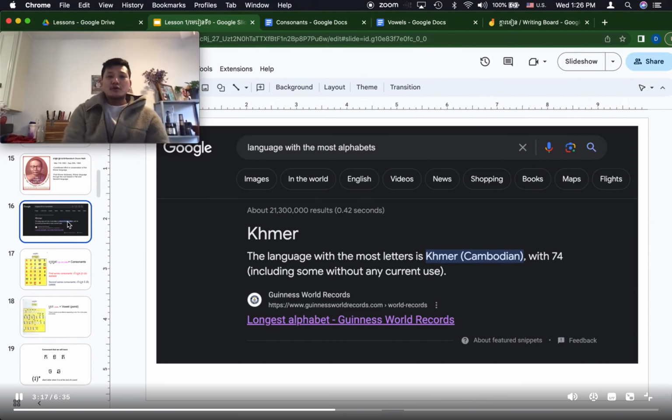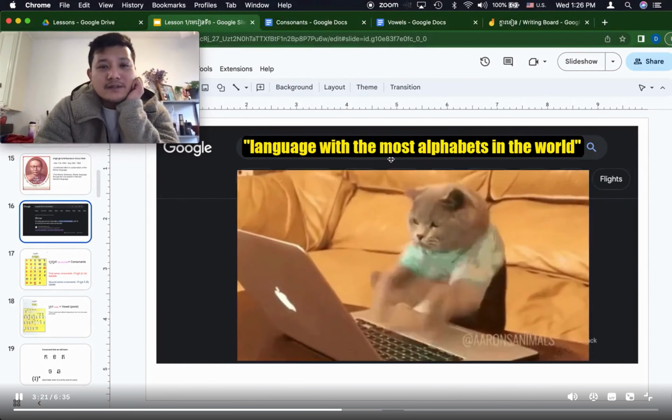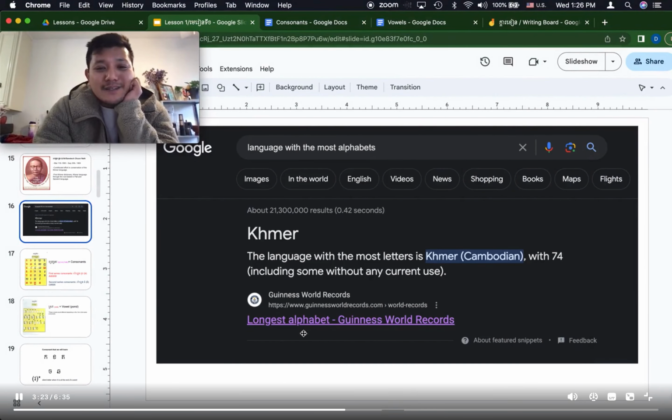If you go to Google and you type in language with the most alphabets in the world, the Guinness World Record would tell you that it is the Khmer language. It has the most alphabet out of any languages in the world. This number 74 is not accurate. There's actually more.